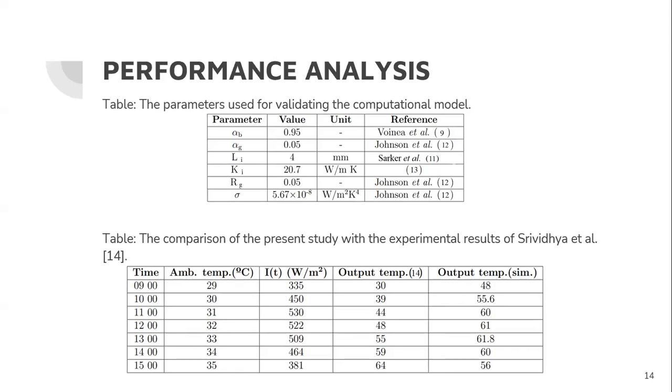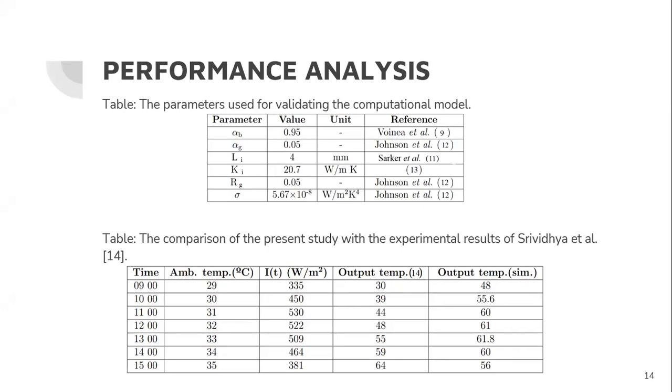On the next slide, we can see the performance analysis. In the first table, we collected some values of different parameters from different sources. These include the absorptivity of nickel oxide, the insulation, the Stefan-Boltzmann constant, and so on. The table below shows the validation of our work with the experimental results of Srividya et al. from India, which was conducted in 2019.